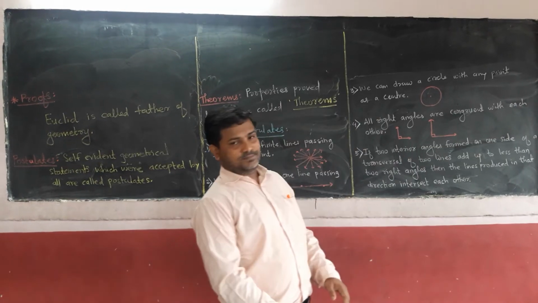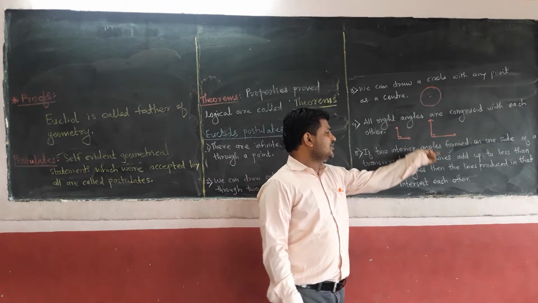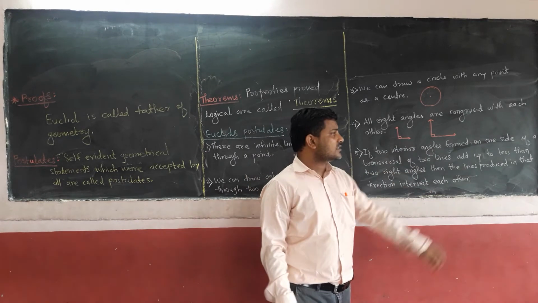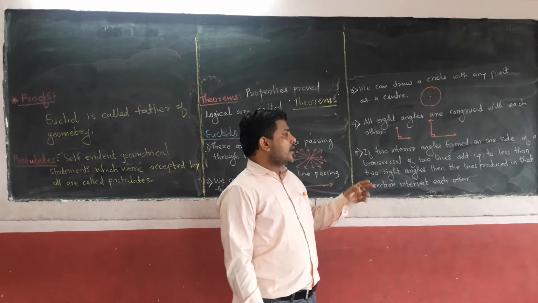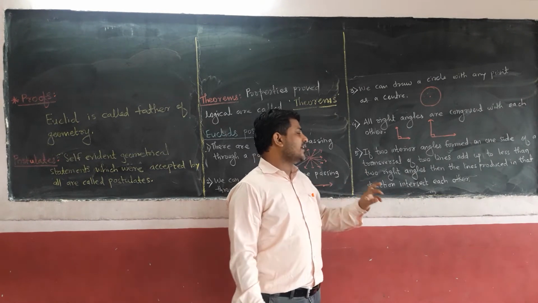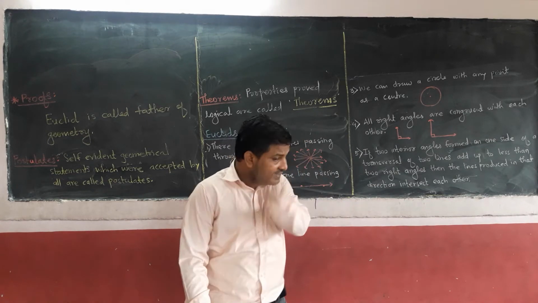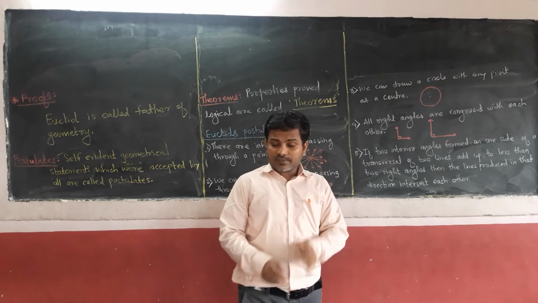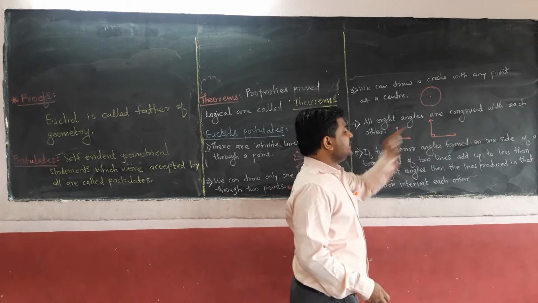Now, the fifth postulate: if two interior angles formed on one side of a transversal of two lines add up to less than two right angles, then the lines produced in that direction intersect each other. What is the meaning of this? Very easy. It is if two interior angles.